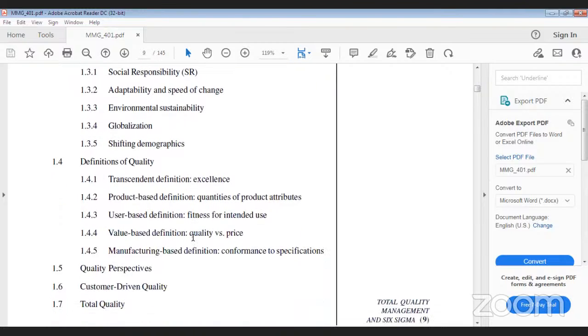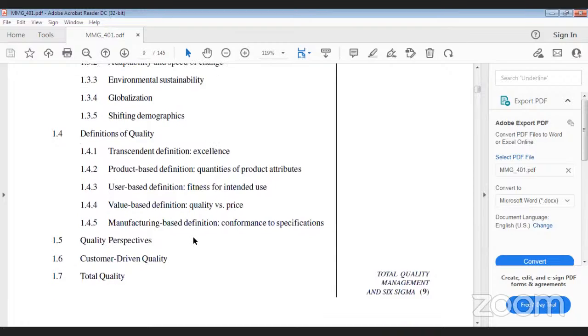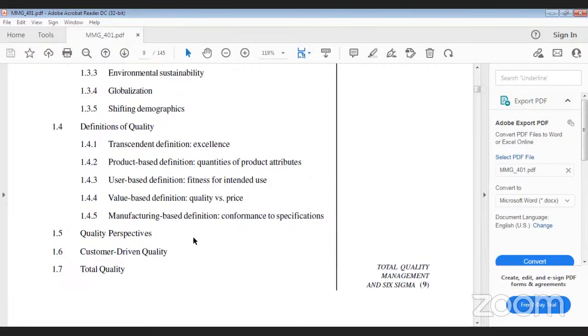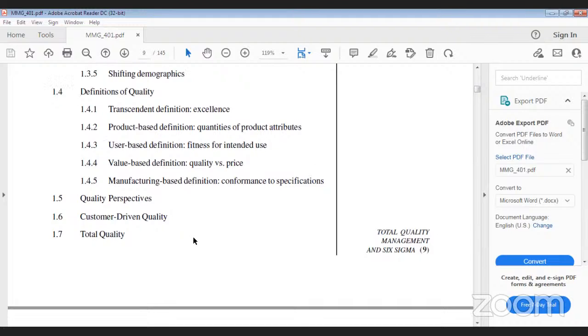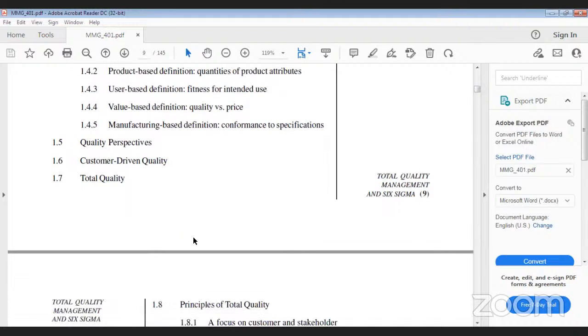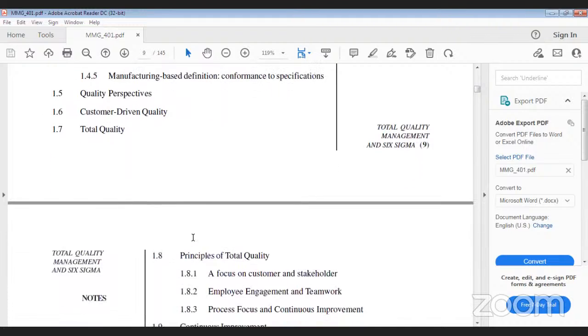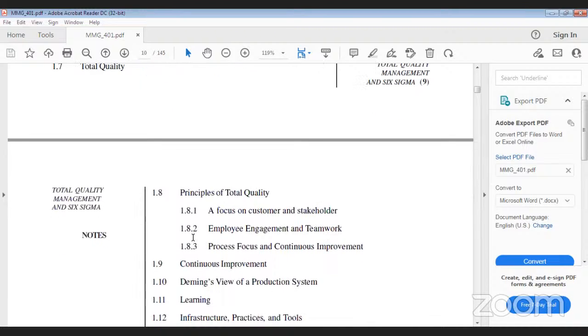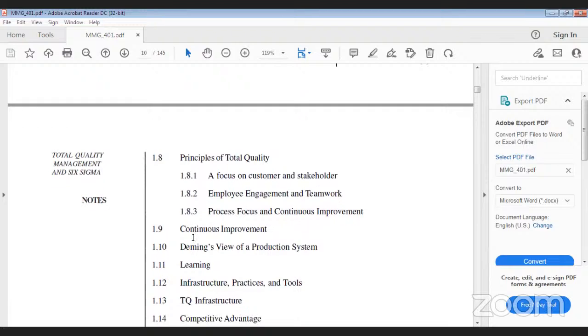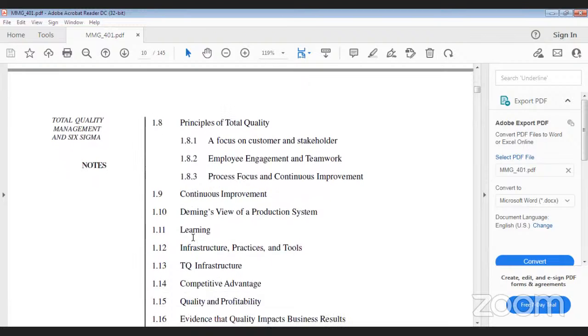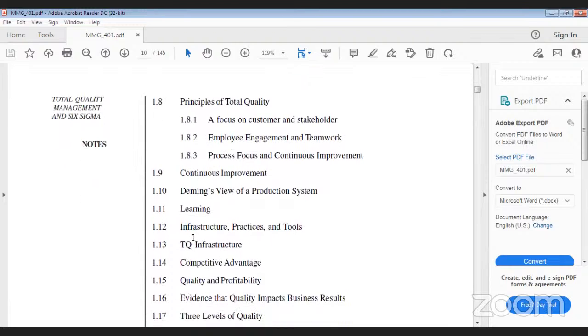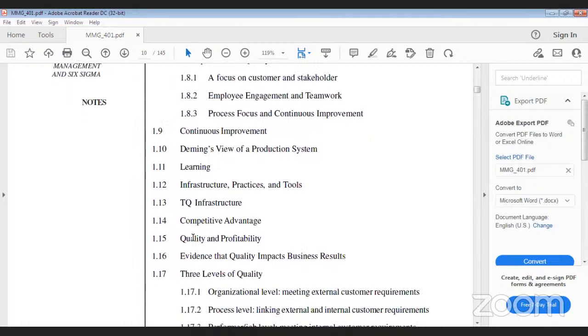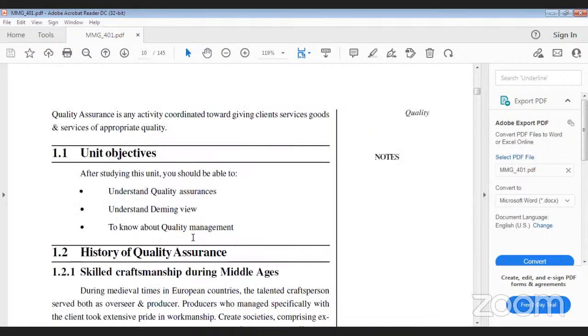Then there is also defining quality, and a transparent definition of exchanges is given here. Then there is quality perspective, with the customer as the driving force. There are some principles of total quality given here: customer focus, employee engagement, continuous improvement, learning, infrastructure, and so on.